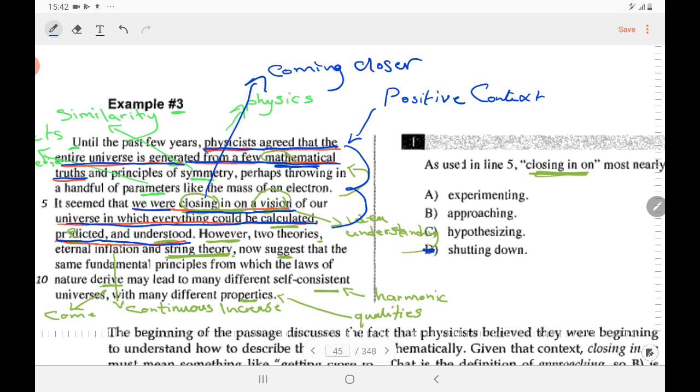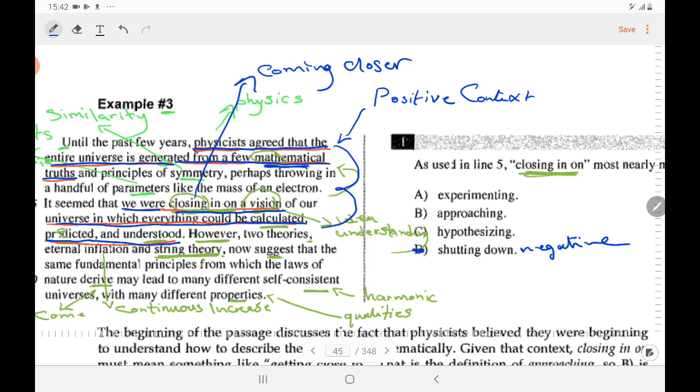Shutting down. That's number 1. To shut down, it's like to finish an activity, to stop, to prevent, to interrupt. So shutting down is totally negative. And it doesn't match our positive context. So the first one is crossed out.